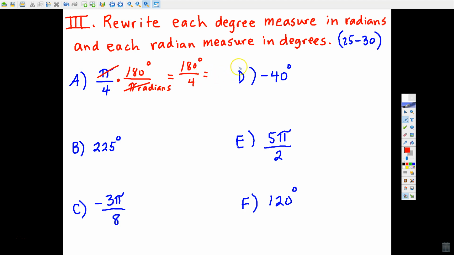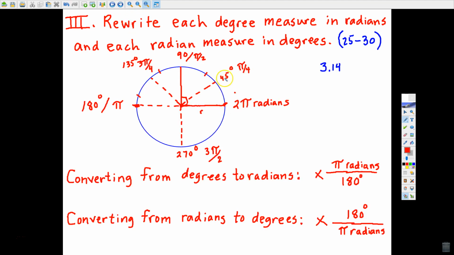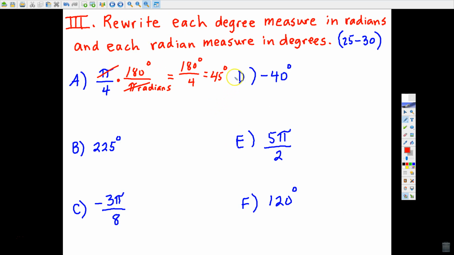So I'm going to grab the calculator, and you don't need to enter degrees. You just need to enter 180 divided by 4 in your calculator. And we've looked at this already. That's 45 degrees, and we illustrated that here. 45 degrees is the same thing as pi over 4, or 1/4 pi radians. Okay, so that would be my answer for letter A.